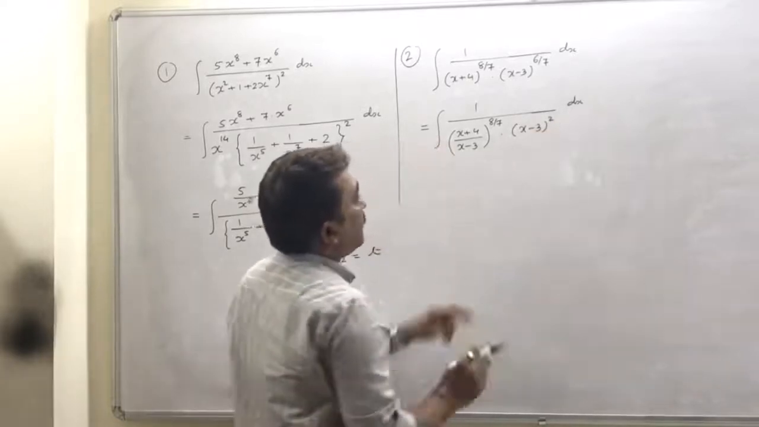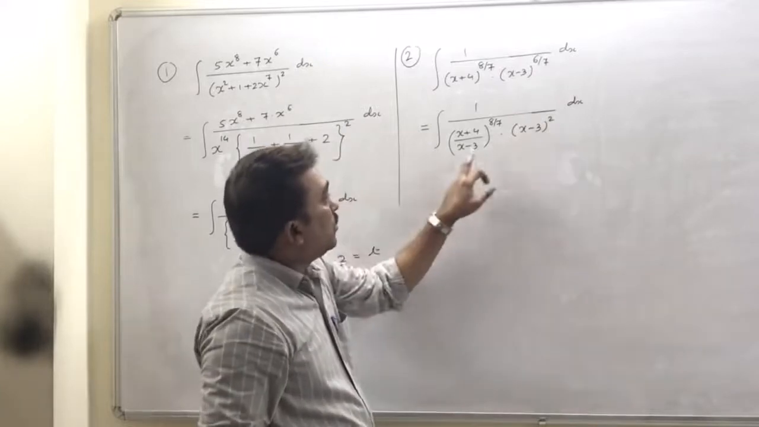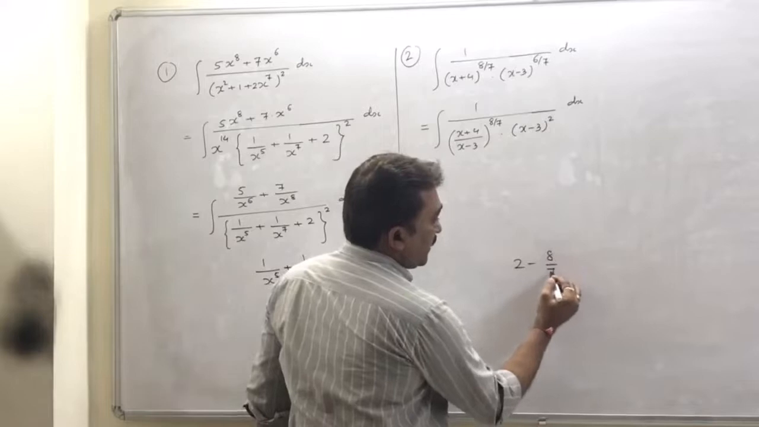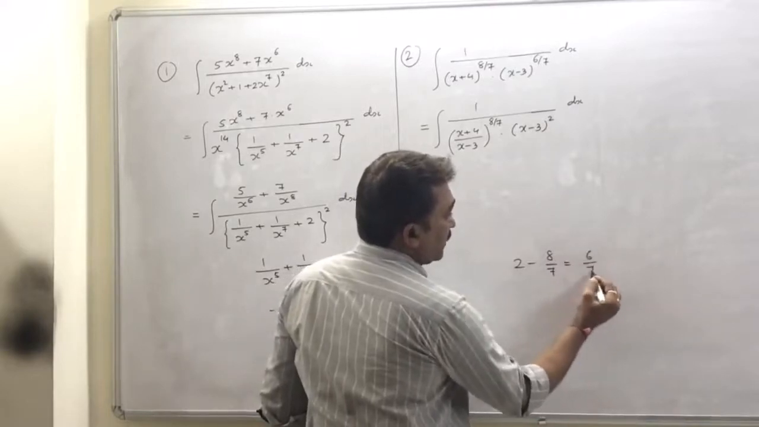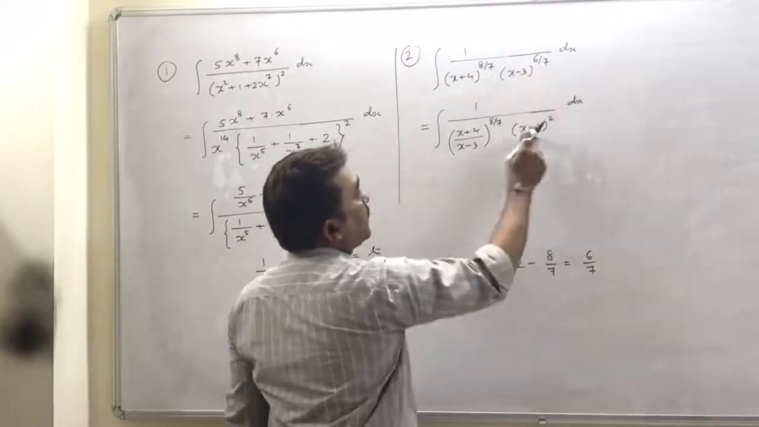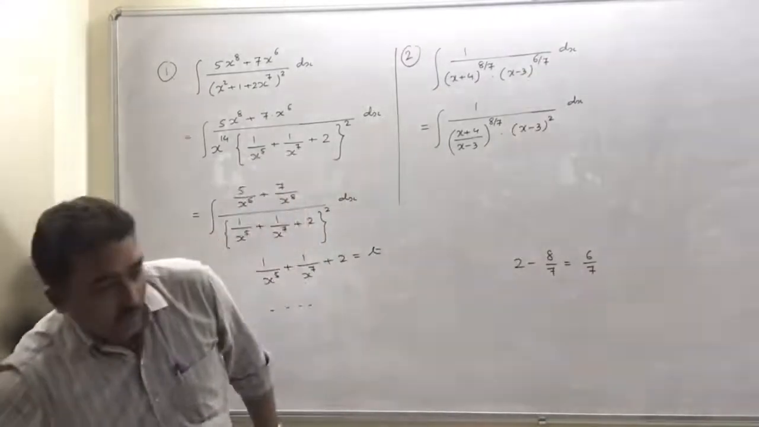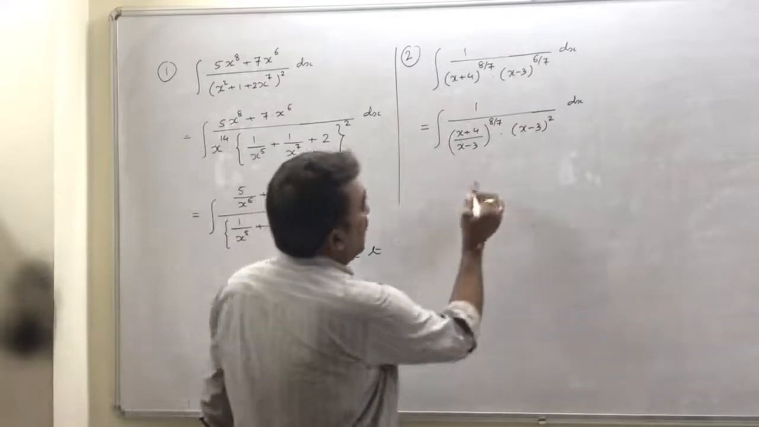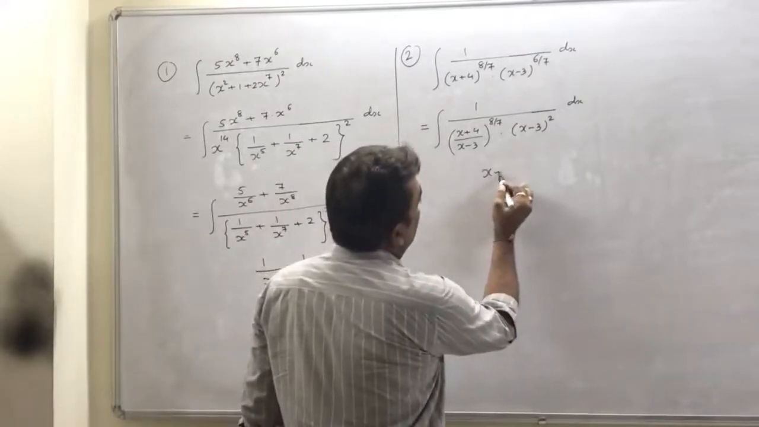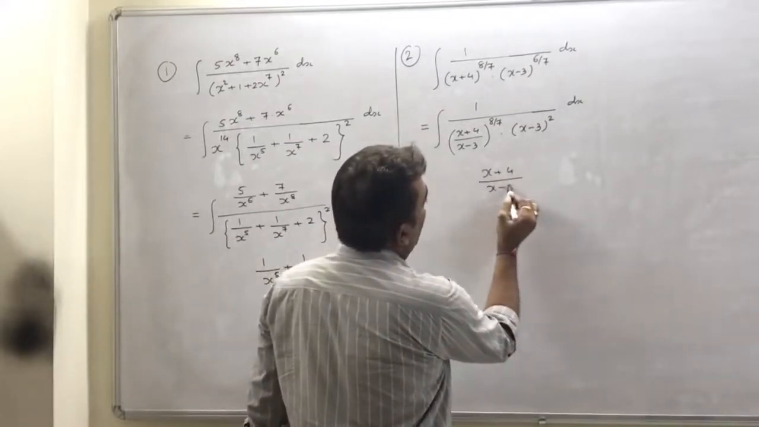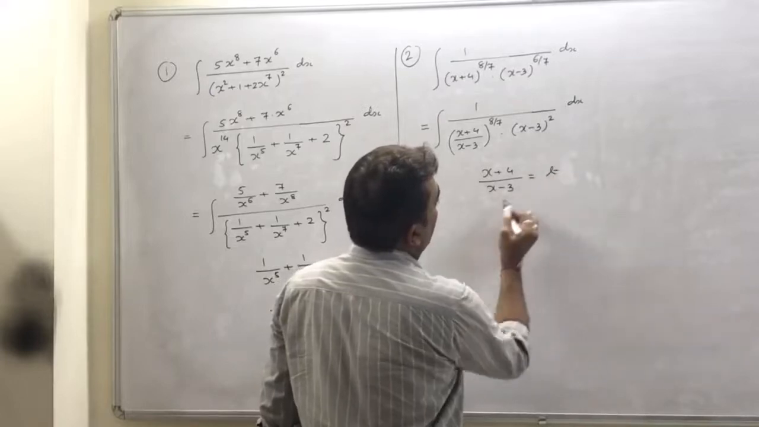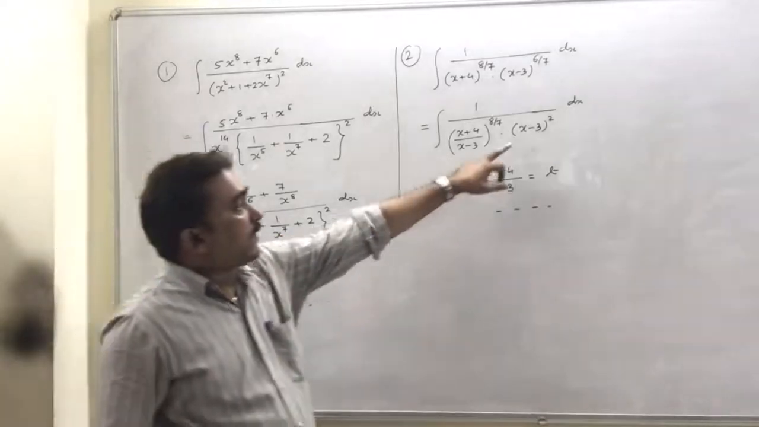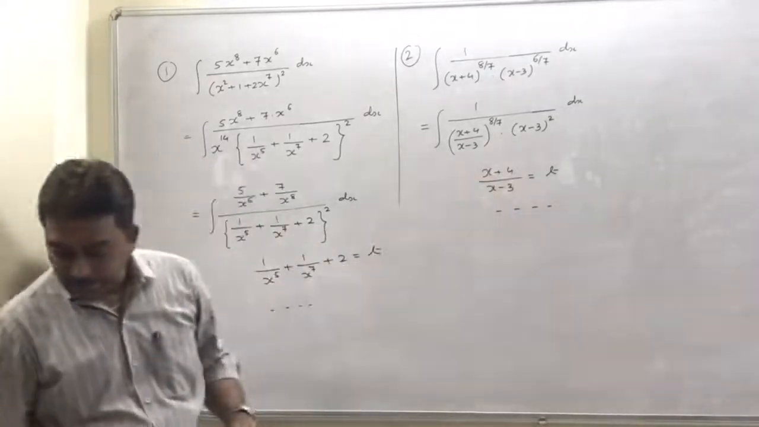Balance it. This is 2. 2 minus 8 by 7, that is 6 by 7. Balanced, right? And now you have to start with here x plus 4 upon x minus 3 as a t, and you can do it. Its derivative will be set, and you get it.